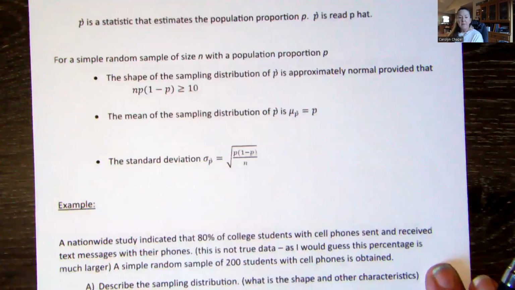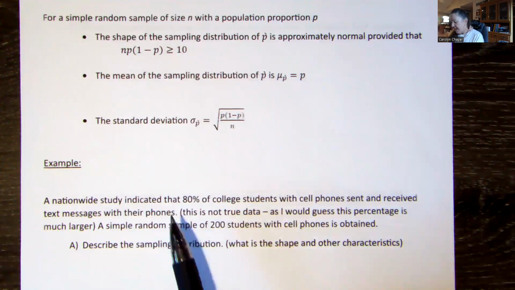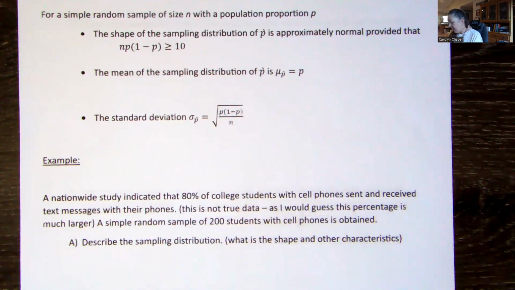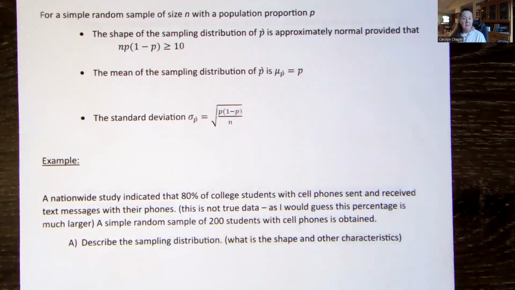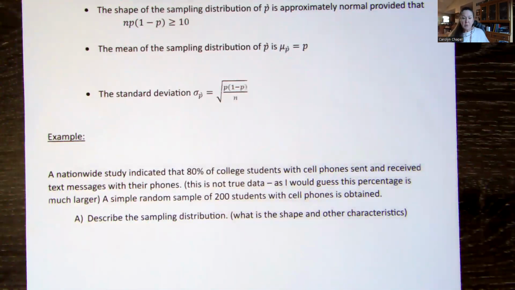So here's our example that I'm going to work through. As I'm doing this, I'll also talk through the steps you would have done if it had been a binomial type problem. A nationwide study indicated that 80% of college students with cell phones send and receive text messages with the phone. Again, this isn't true data; I would guess it would be a lot higher than that, because I think most people do send and receive text messages. Anyway, we're going to get a simple random sample of 200 students that have cell phones, and we're going to look at that distribution.